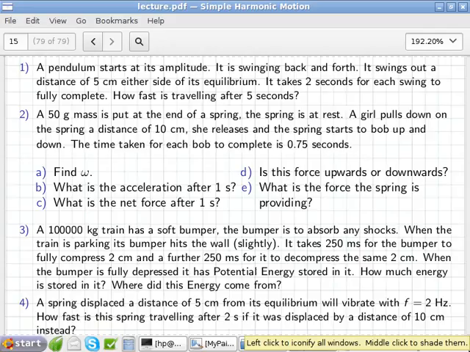I need my calculator. Where's my calculator? Oh, here we are. So a pendulum is swinging left and right. It swings a distance of 5 centimeters, and it takes 2 seconds for each swing. How fast is it traveling after 5 seconds?